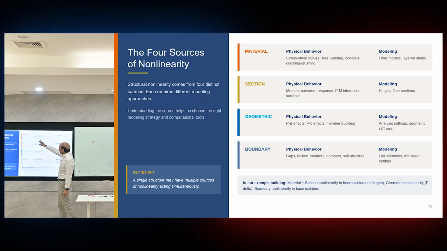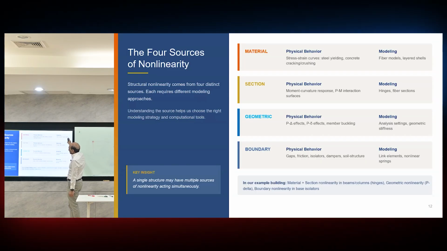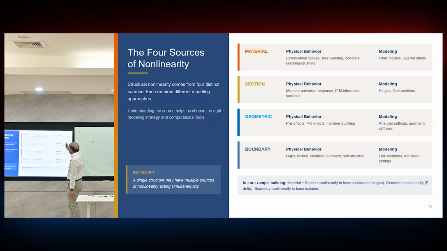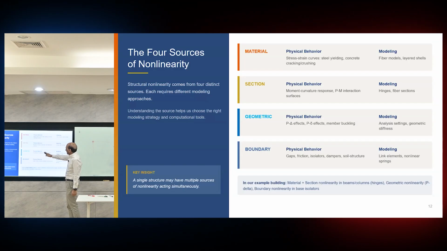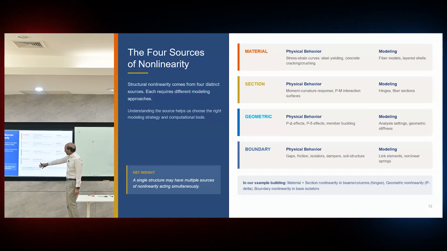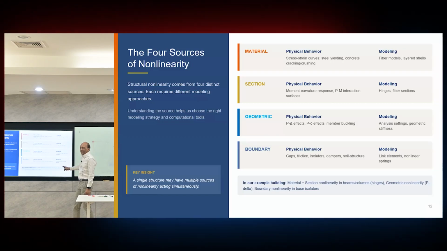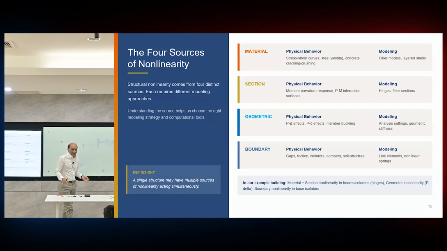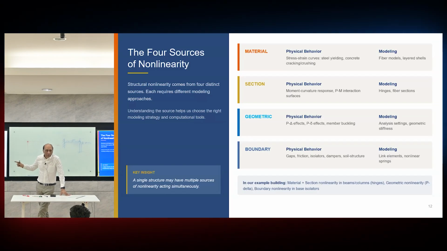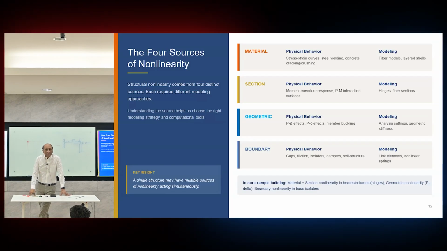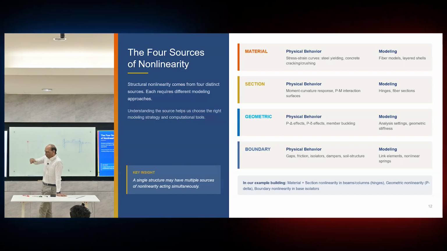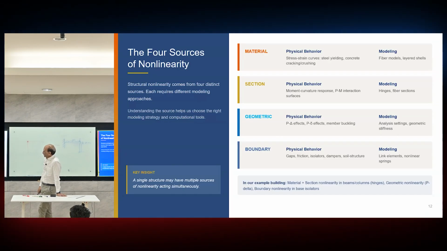So with stress strain curve, fiber models, and layered shells can capture that. Physical behavior, moment curvature response, hinges, and fiber sections. Geometry, P delta, small p delta, member buckling, analysis settings, and geometric stiffness. Boundary, link elements, nonlinear springs, and so on. So we covered everything on this one. So nonlinear links are especially useful when you do the nonlinear modeling, and especially in the last portion. The lift off of the wall, for example.